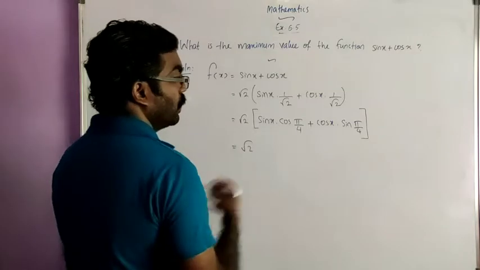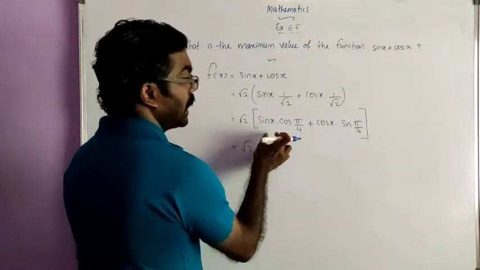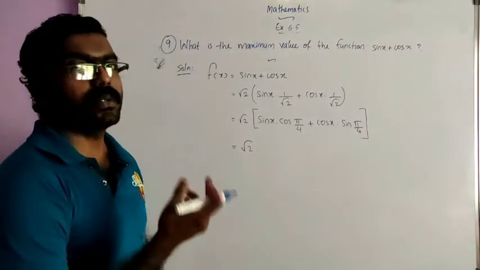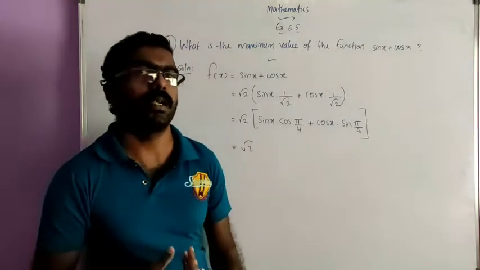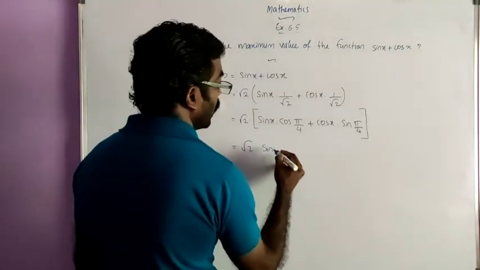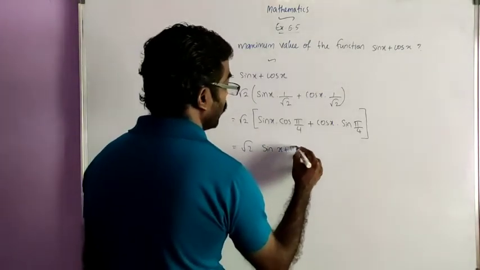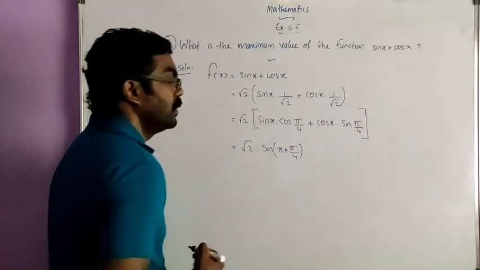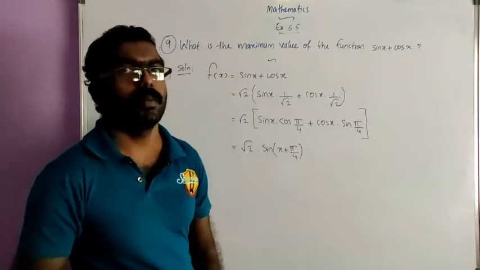So root 2 into, now this is of the form sin x cos y plus cos x sin y, and it is what? Sin of x plus y. Here it is x plus pi by 4. Okay, root 2 into sin of x plus pi by 4.